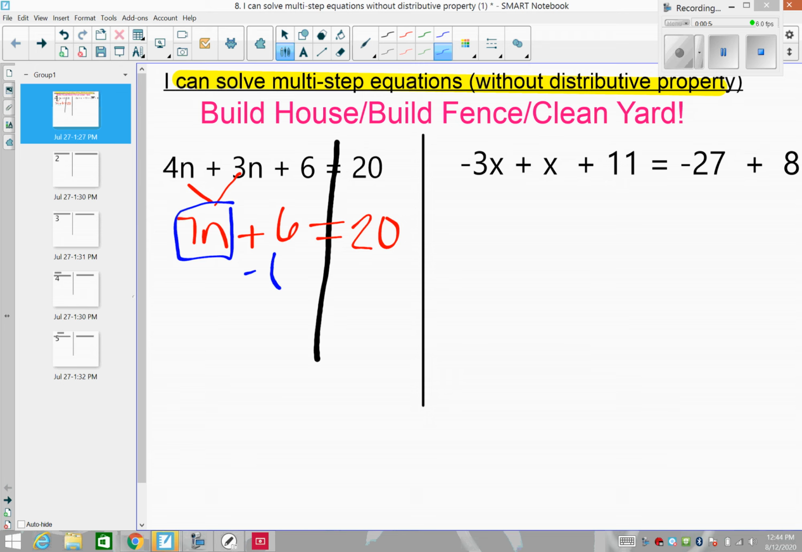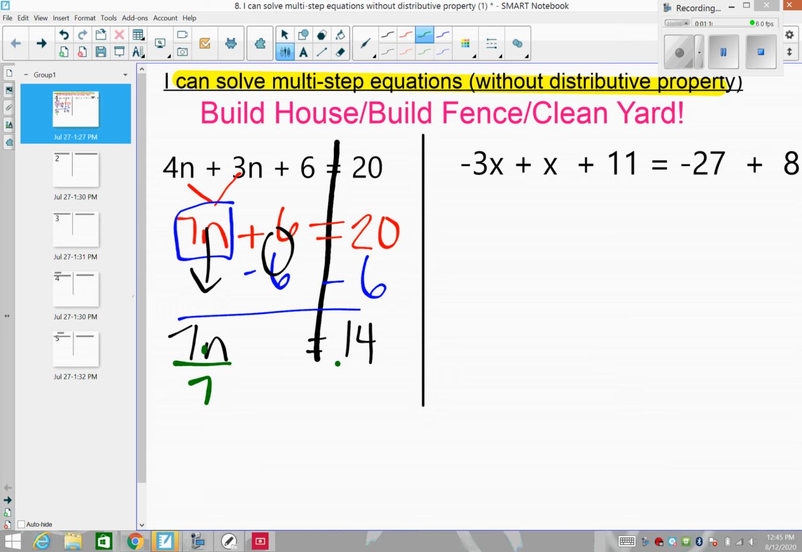So we're going to subtract 6, copy paste. If I haven't used it, drag it down. So we end up with 14. Now our job is to isolate or solve for the variable n. You can see that right now we're multiplying by 7 there. So the operation would be division, copy, paste. So we get n equals 2.